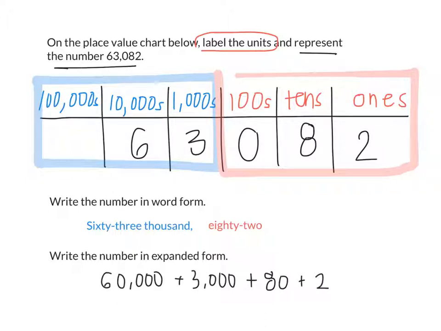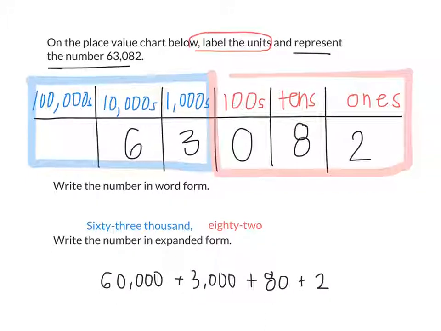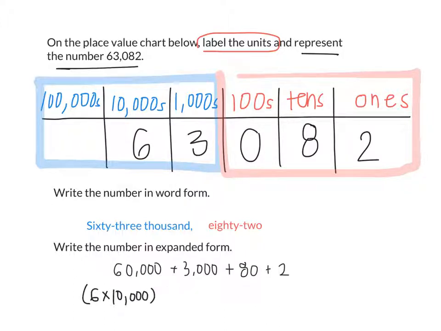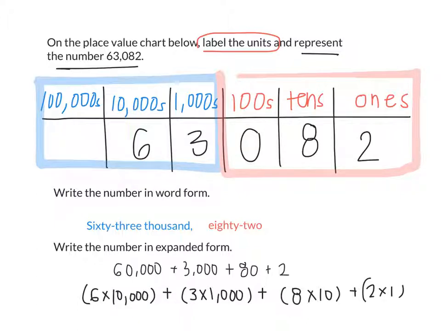And what's the value of the 2, everyone? 2. Now remember, there are 2 different ways to write this. You could write it like the way we just did, or you could expand it out even more. You could show that we have 6 copies in the 10,000s place, and we have 3 copies in the thousands place. We have 8 copies in the tens place, and we have 2 copies in the ones place. Either of these ways to show expanded form is correct.